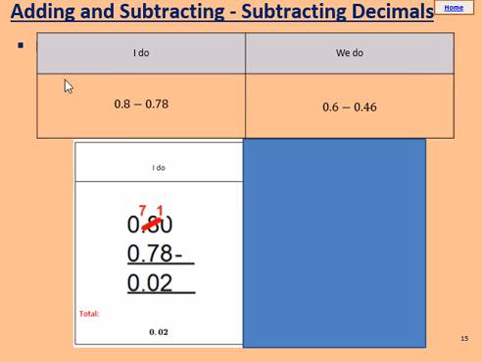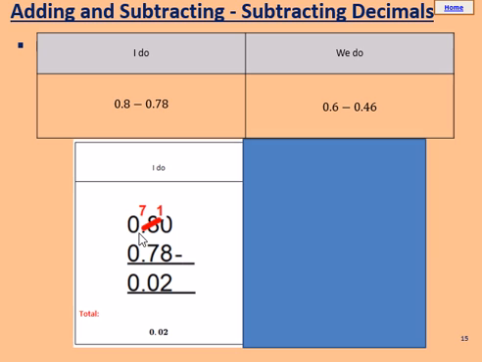Okay, in the last example, I wanted to focus on this one because we have 0.8 take away 0.78. Now some of you may look at this and think 0.78 looks bigger. But remember, this 8 is in the tenths column. This 7 is in the tenths column. So we can effectively write this 0.8 as 0.800, however many zeros we need. Write them in a column.